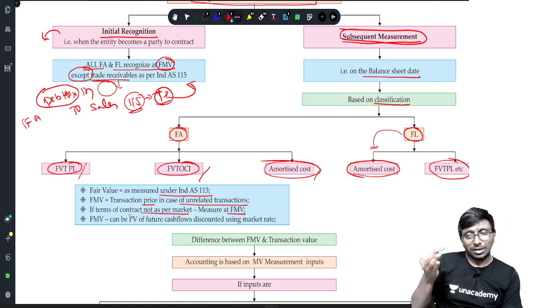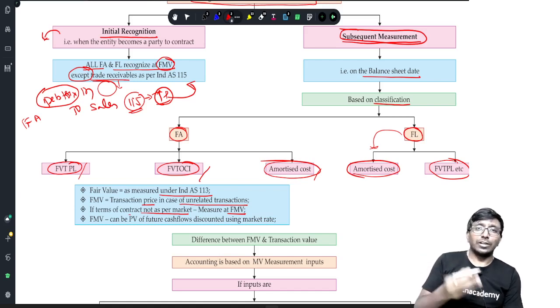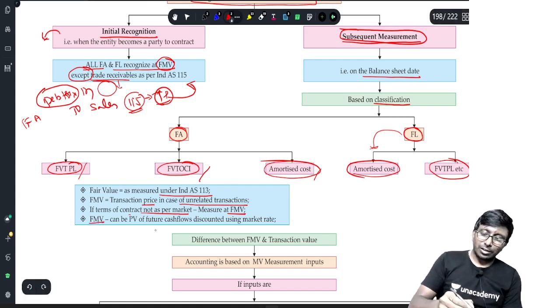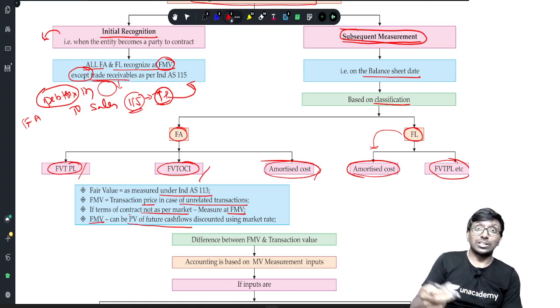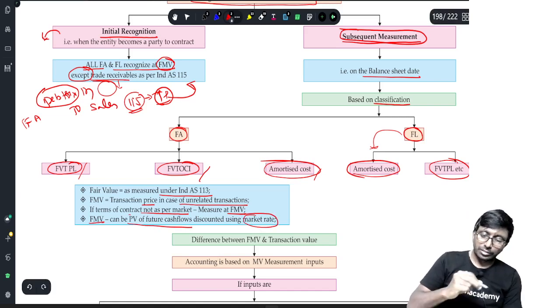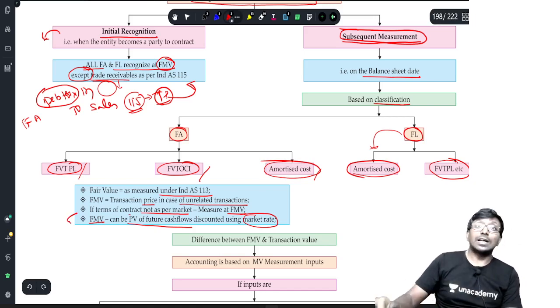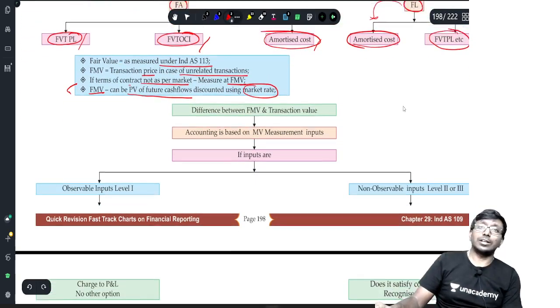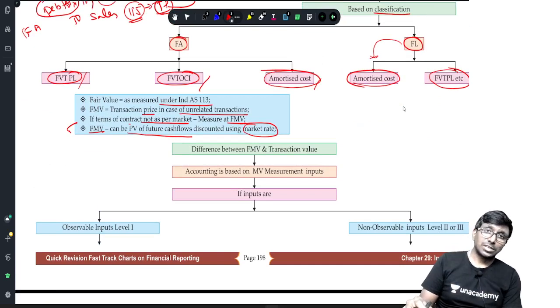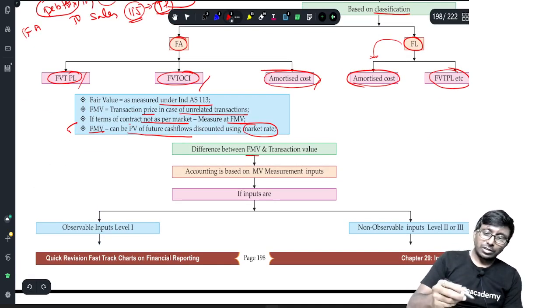Otherwise, if I am already buying it in the market, then I don't need to bother about fair market value. Fair market value can also be the present value of future cash flow, that is, discounted cash flows using the market rate. This is important: you should not use the coupon rate. It should obviously be the market rate you apply. Then that number is also called fair market value. That is also one of the ways to measure fair market value.